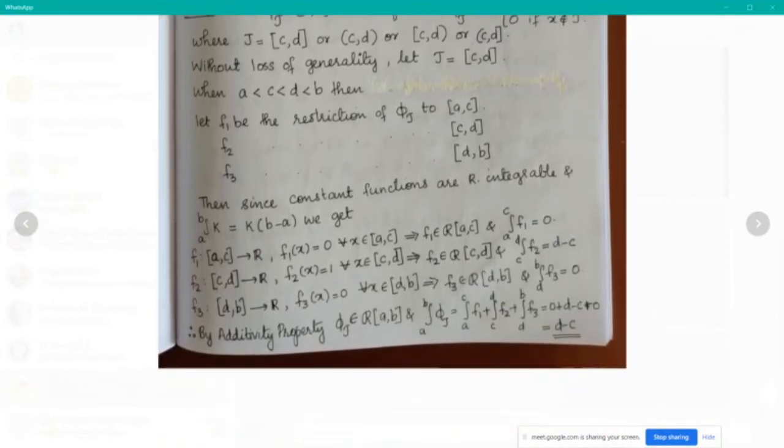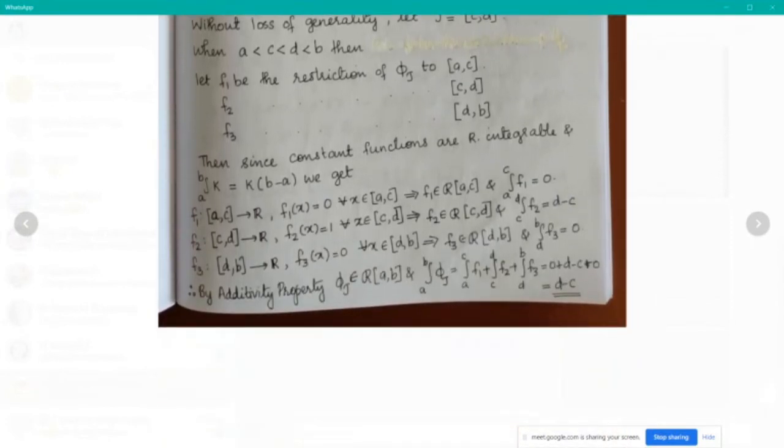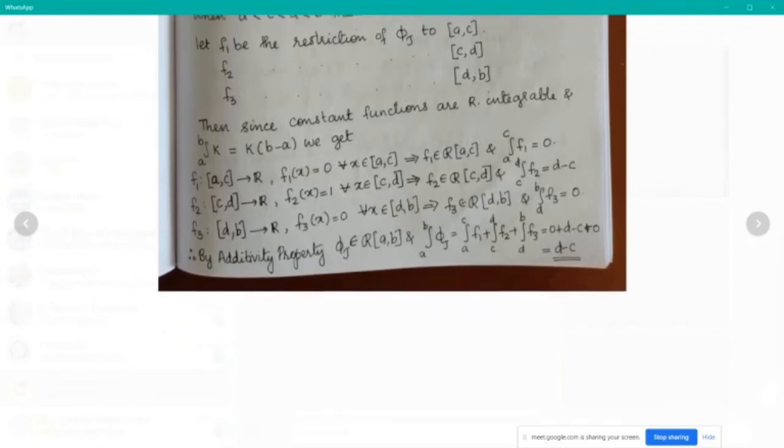Clearly, F1, F2 and F3 are all constant functions, and we have already proved constant functions are Riemann integrable on a closed and bounded interval, and a constant function K has Riemann integral, integral A to B K, equal to K into B minus A. Here F1 is a function from closed interval AC to R, and F1 of x is equal to 0 for every x in closed interval AC. That means it is the constant function 0. So F1 is Riemann integrable on closed interval AC, and integral A to C F1 is equal to 0 into C minus A, which is 0.